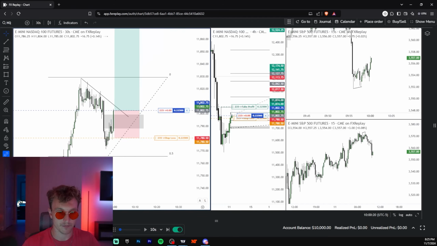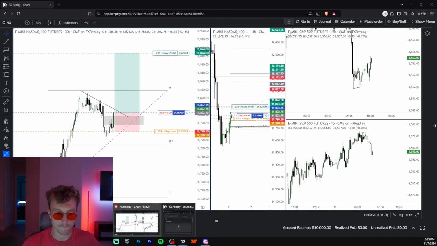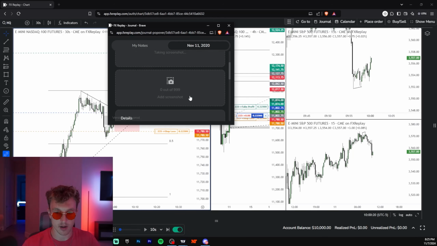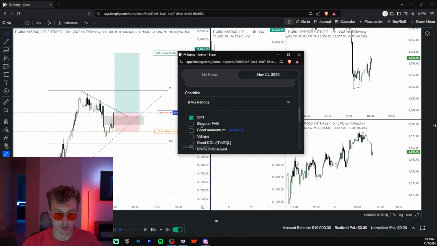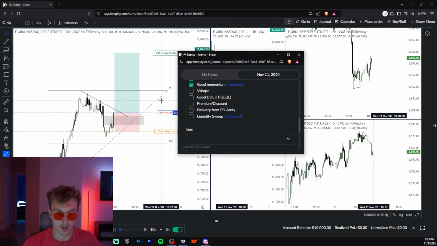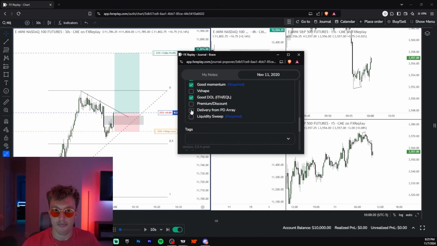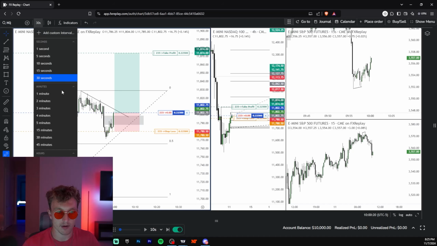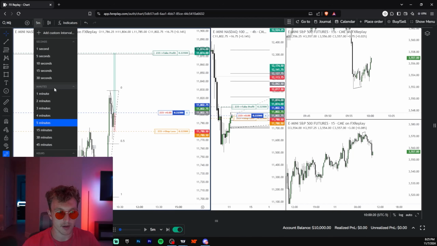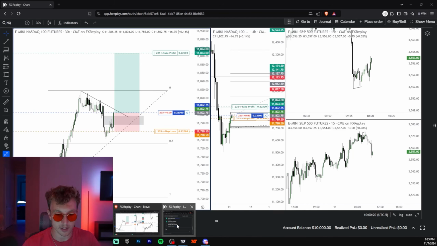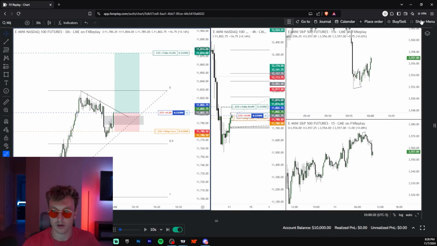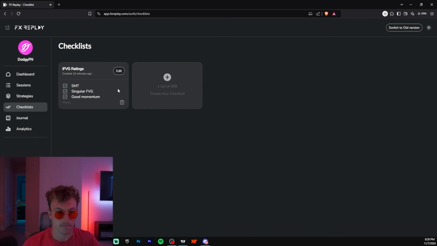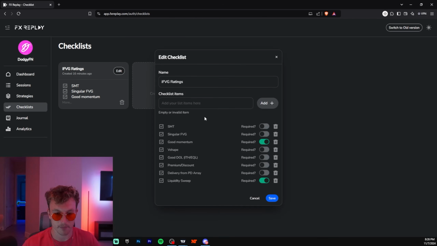This looks pretty good. We're gonna journal it, upload screenshot, checklist. So there's an SMT, there's a singular fair value gap, there's good momentum. I would not count this as V-shape, but there is a good draw on liquidity. We did not hit discount. There's a delivery from a higher time frame PD array, I believe. I think this is a 5 minute. Yeah, this is a 5 minute. It's a macro time. That's another thing I gotta add to the checklist. Can I do that real quick? We're gonna do add macro time.